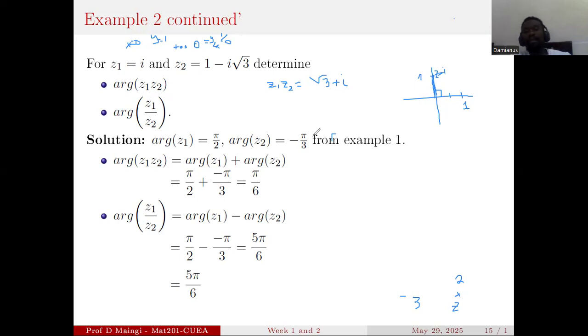The argument of Z2 is minus pi over 3. So for the product, the arguments just add. Pi over 2 plus minus pi over 3 is pi over 6. Or you can work this out by expressing it in polar form and see that theta turns out to be pi over 6. You work that out, okay? If you have problems, you can always reach me. Now, when you divide, the argument is the difference. So pi over 2 minus minus pi over 3 is 5 pi over 6. Again, you can work out what we did previously and see whether you get that, okay?